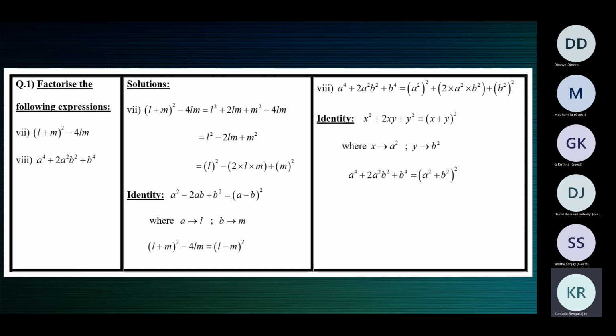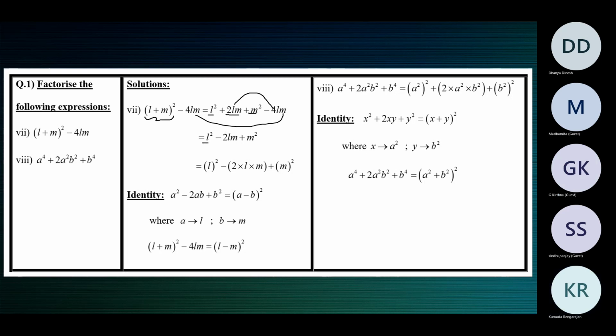The first step is, in the expression, we have L plus M the whole square. We'll first expand this. It's L square plus 2LM plus M square using the identity, and this minus 4LM as it is. Now you can see plus 2LM minus 4LM. They're like terms, so you can simplify them.